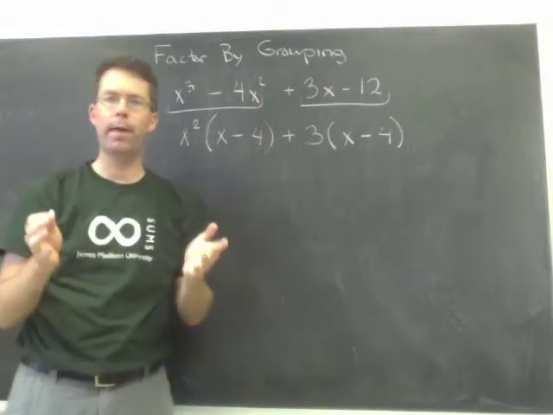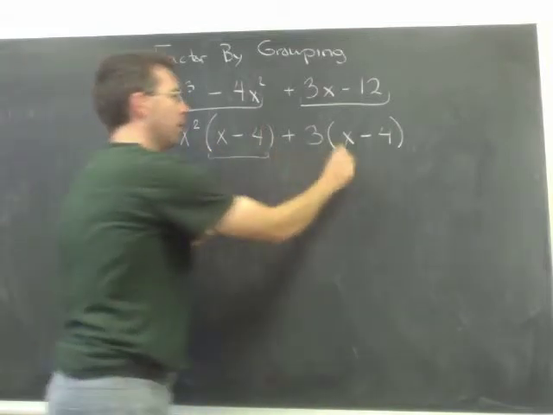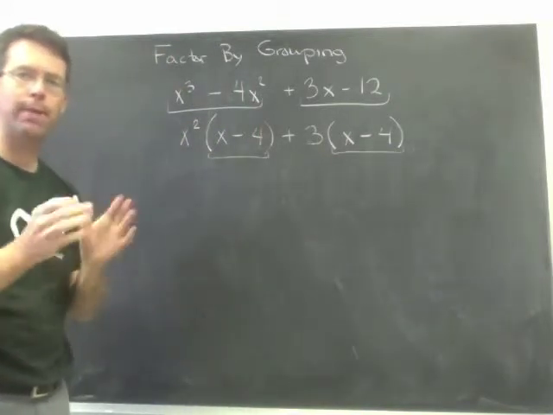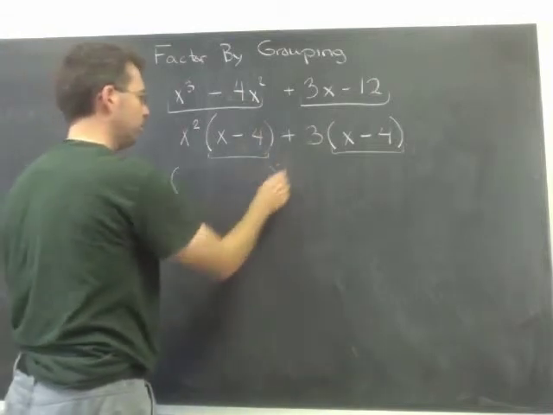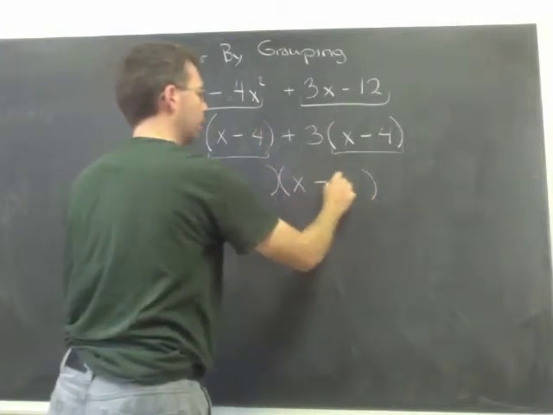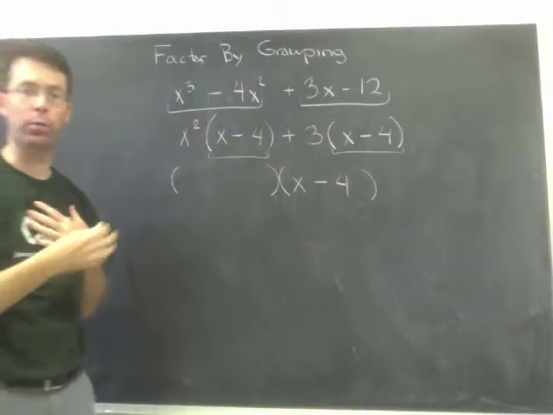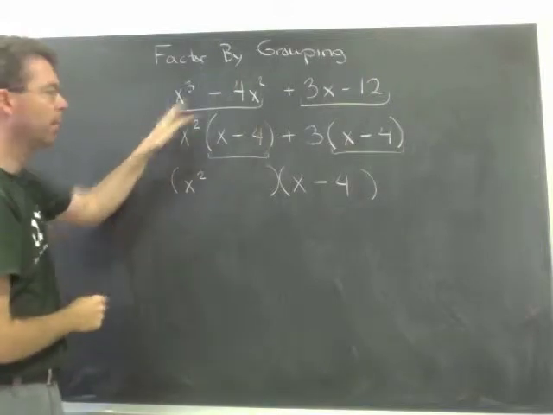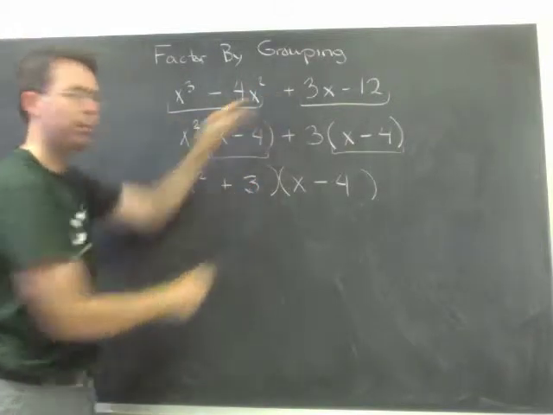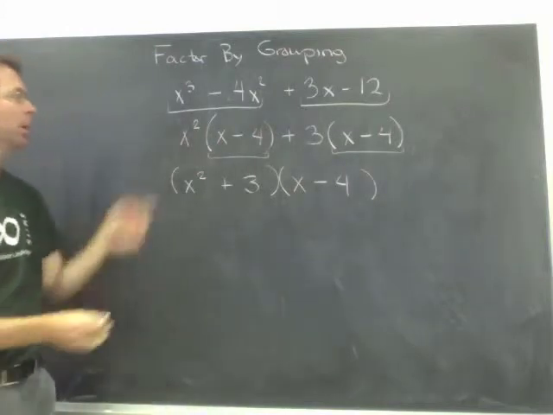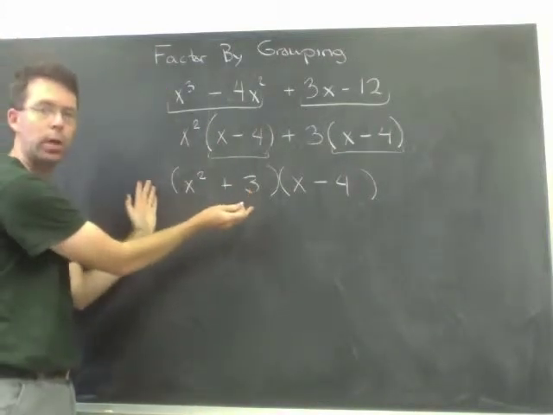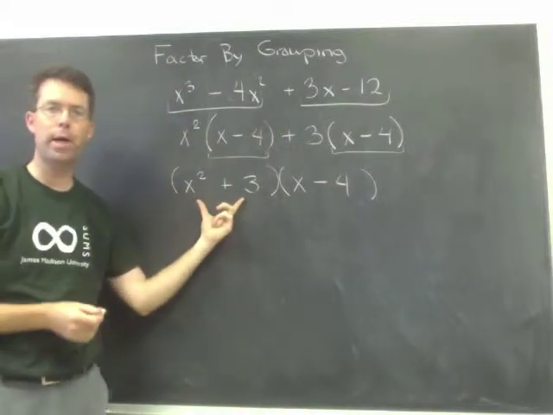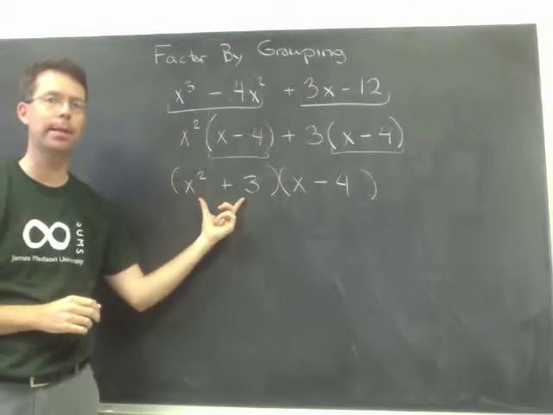Now the strategy of factoring by grouping takes advantage of the fact that x minus 4 is now a common factor of the two groups. So if I factor the common factor out, I like to factor it to the right, it doesn't matter. I'm left with x squared from the first group and plus 3 from the second group. And so this is my factorization. This cubic factors into x squared plus 3 times x minus 4. Sometimes this quadratic piece can be factored further, but in our example it can't.